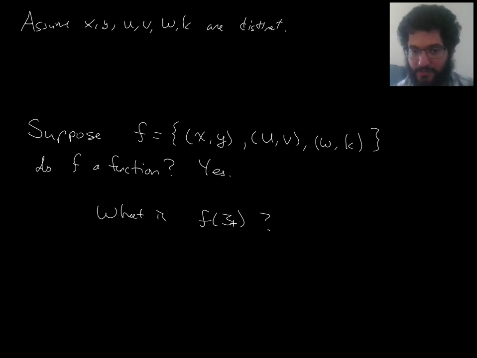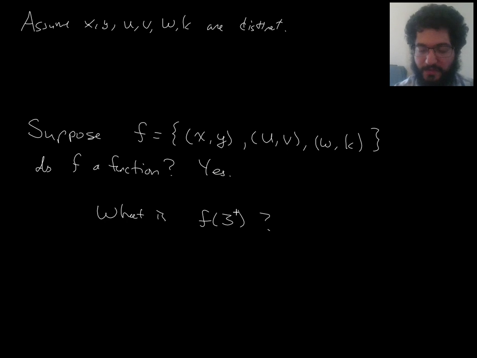If x is 3, then f of 3 is y, right? If u is 3, then f of 3 is v. If w is 3, then f of 3 is k. But I don't know much about x, u, and w. I know that they're distinct, but I don't know that they're distinct from 3. It could be that none of them is 3.